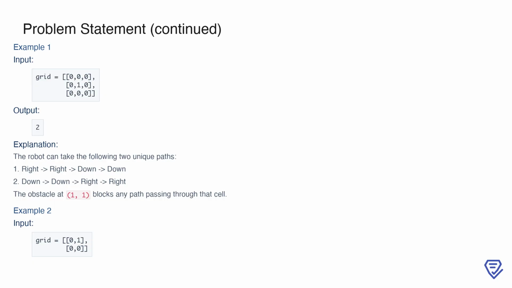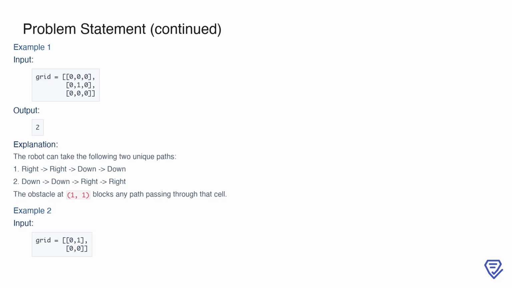Let's look at an example to understand this better. Suppose the input grid is a 3x3 matrix: 0, 0, 0, 0, 1, 0, 0, 0, 0. In this case, the output is 2, because there are 2 unique paths the robot can take to reach the bottom right corner. The first path involves moving right twice, then down twice. The second path involves moving down twice, then right twice. Notice that the obstacle located at (1, 1) blocks any path that tries to pass through that cell, so those paths are invalid. This highlights how obstacles in the grid can restrict the robot's movement and reduce the number of valid paths.